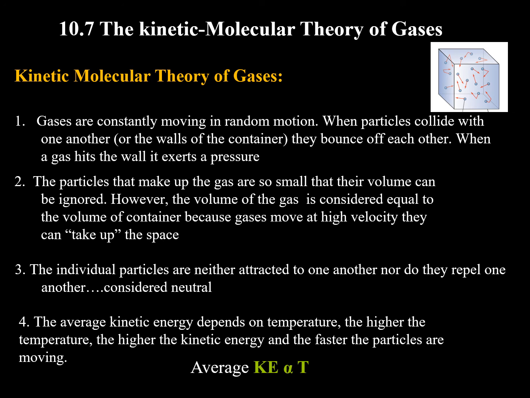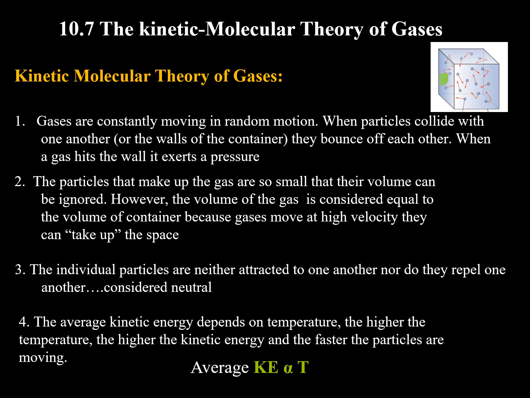You can draw a picture here. Number one, gases are constantly moving in random motion. When particles collide with one another, or the walls, they bounce off each other. And when they hit a wall, so if I put a detector here in green, when it hits the detector, it will exert a force, and that force can be translated into measuring the pressure. So when a gas hits the wall, it exerts a certain pressure which we can measure. So that will give us the pressure of the gas in this cube.